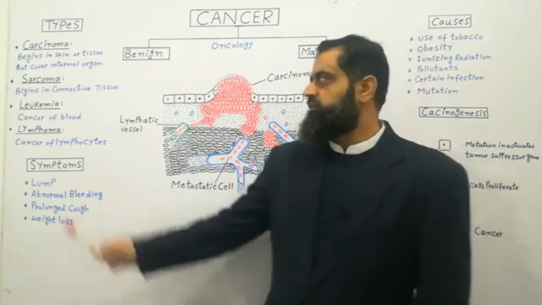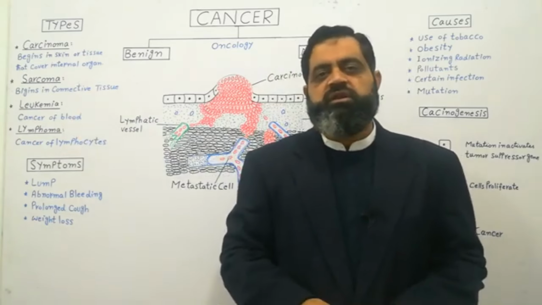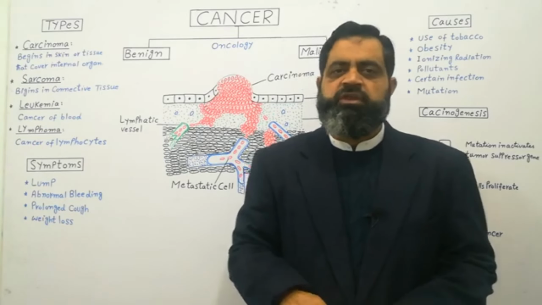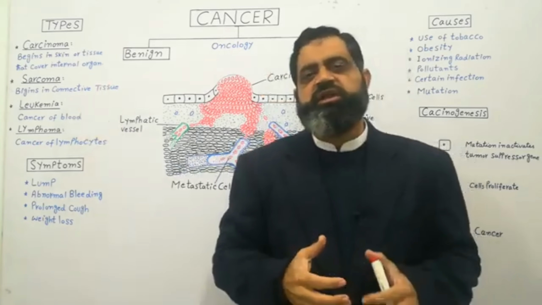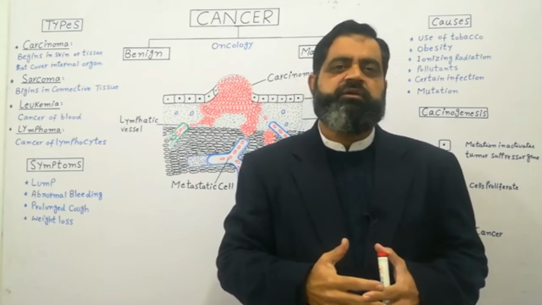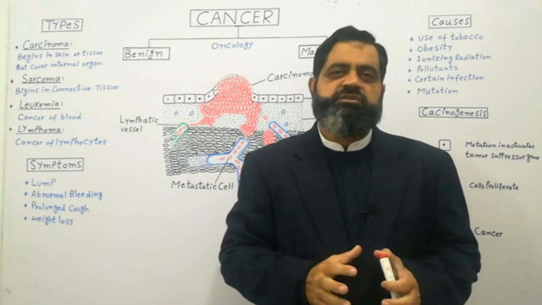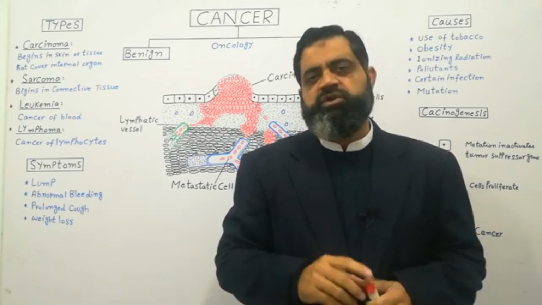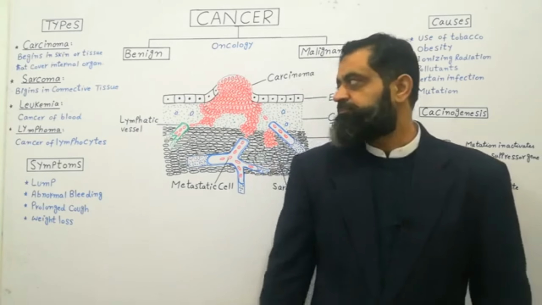The second major type of cancer is sarcoma. Sarcoma cancer starts in connective tissues. As you know, our body has different connective tissues like blood, the tissue under the skin, bones, and cartilage. If some type of tumor is produced in the connective tissue, then this type of cancer is known as sarcoma.